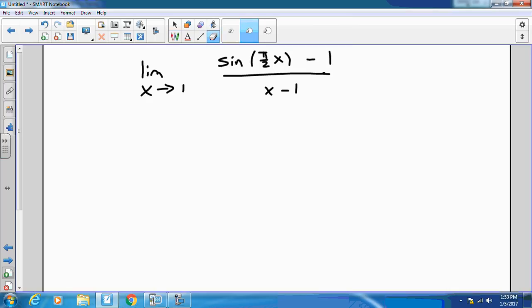Actually, minus x works just fine. The limit as x goes to 1 of sine of pi over 2 x, minus x, all over x minus 1. Go.